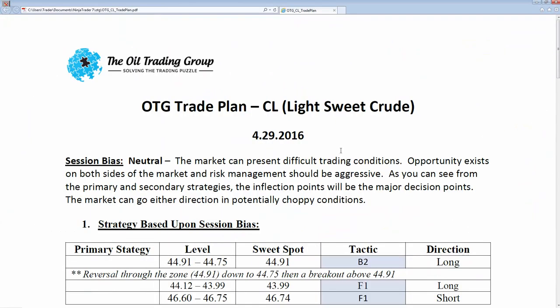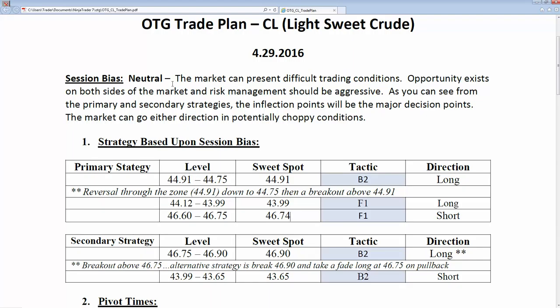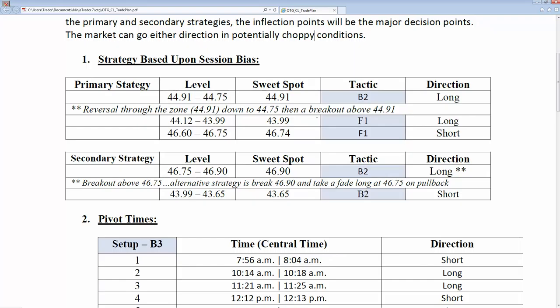So if you take a look here on the trade plan today, we talked about the fact that we would be looking short at the 4660 to 4675 area, with our sweet spot being 4674. And we talked about the market being in a neutral to sideways projection today. We talked about how the market can present difficult trading conditions on a day like today. Opportunity exists on both sides of the market, and risk management should be aggressive. As you can see from the primary and secondary strategies, the inflection points will be the major decision points, and the market can go in either direction, or it can stay in a potentially choppy range.